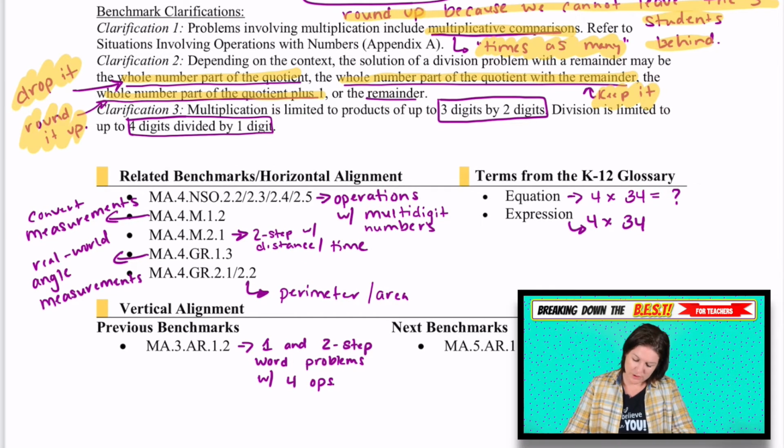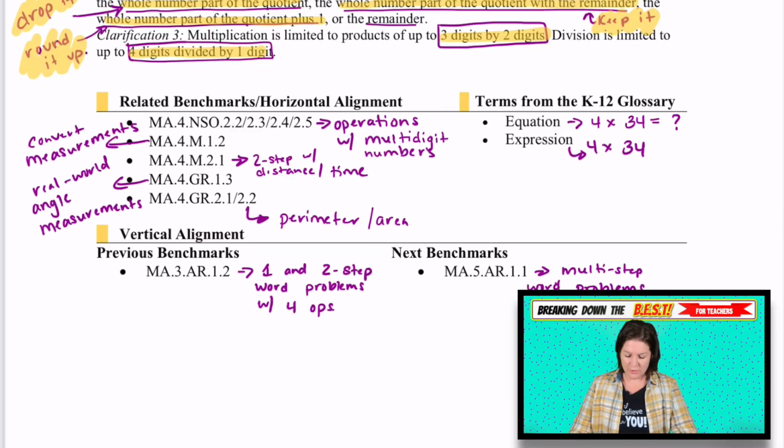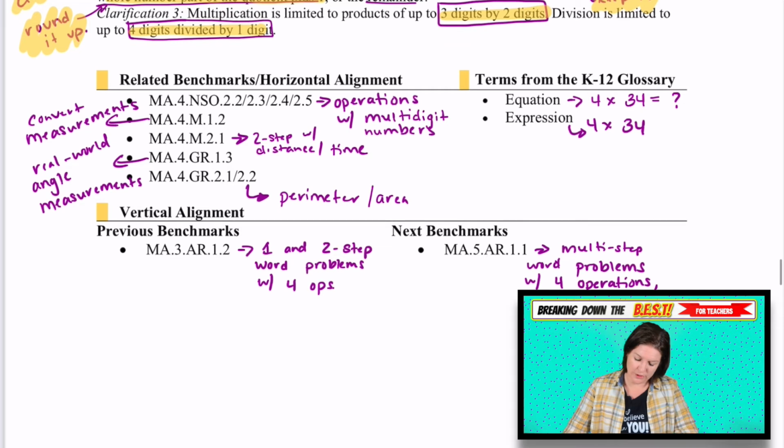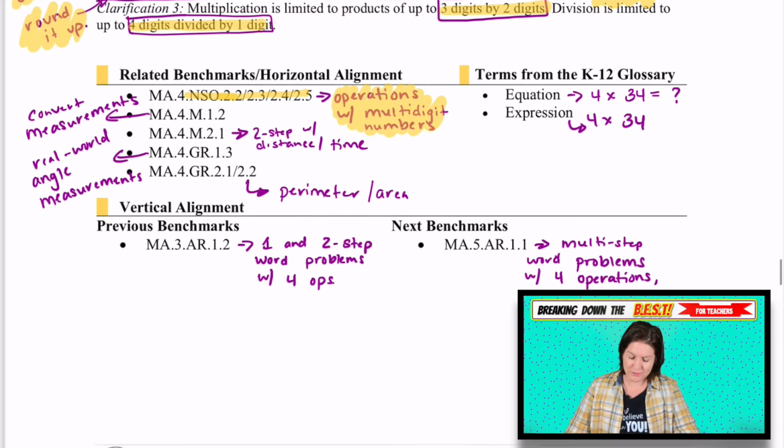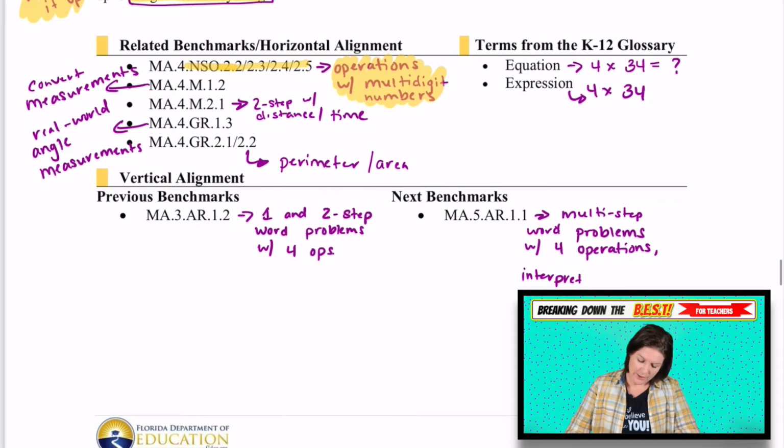And for multiplication, we are limited to 3 digits by 2 digits, and division is limited to 4 digits divided by 1 digit. For the related benchmarks that you need to know, we have the NSO.2 standards, a few of them here, and these all involve operations with multi-digit numbers, so we will be using those in this context with multiplication and division.